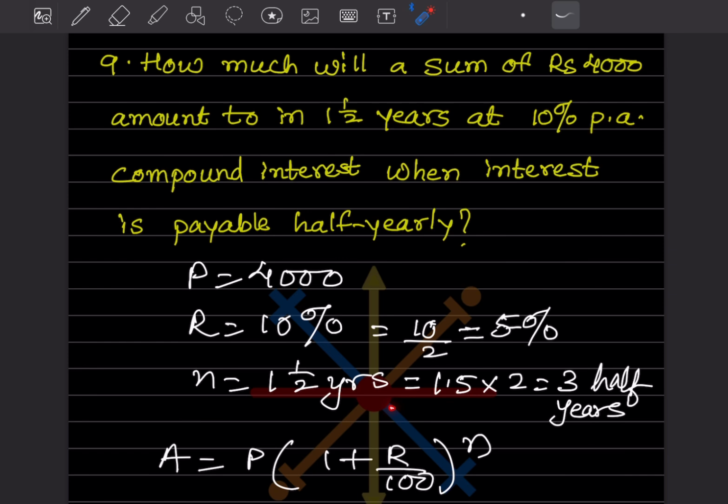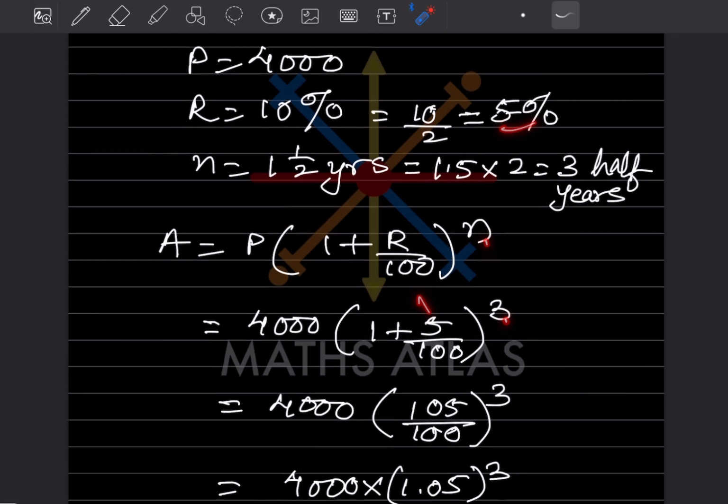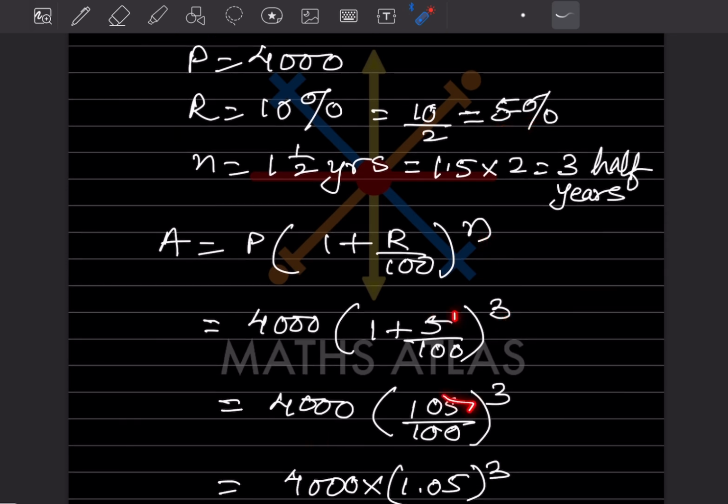So 1.5 we are going to multiply by 2 because this is half yearly. So this is going to be 3 half years. Now what will you do? A will be 4,000 into 1 plus 5 over 100, raised to 3. When you solve it, it is going to be 4,000 times 105 by 100 raised to 3.